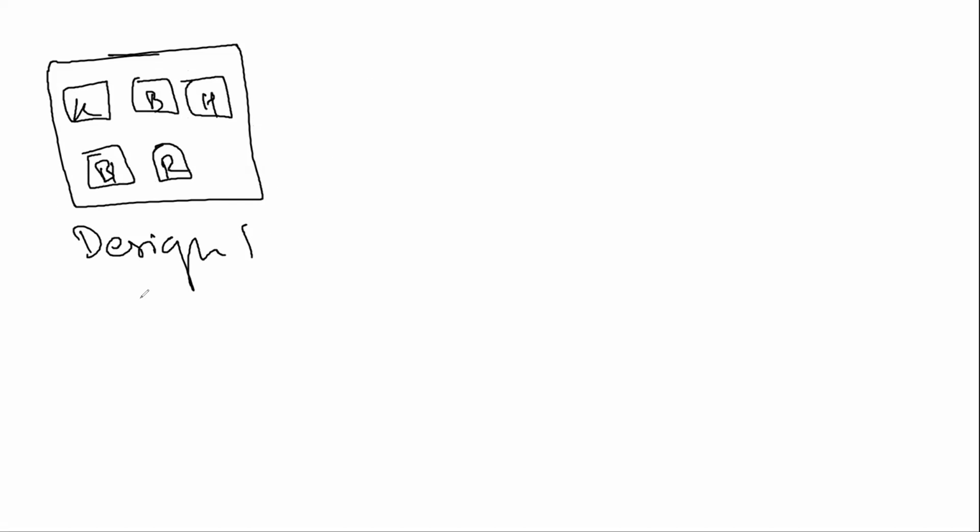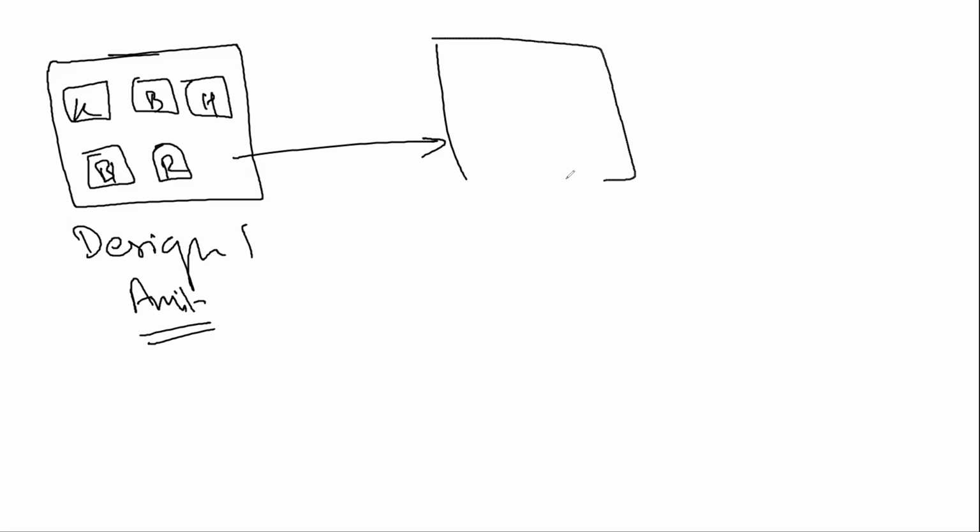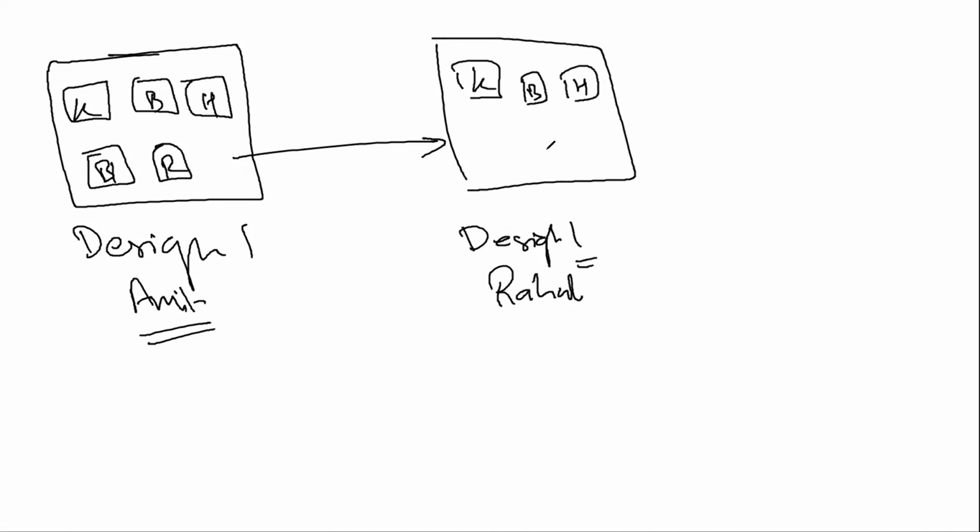Right, this is design one, and this is belonging to Amit. Amit has created this design. Now this design has been copied by Rahul. Rahul has not changed anything into it, so it is still design one. Okay, so it is having a kitchen, it is having a bedroom, it is having a hall, it is having a balcony, it is having an extra room. What Rahul has done, he has added a gym in his house. So he has changed this design. So it is not design one anymore. This is design two, right?